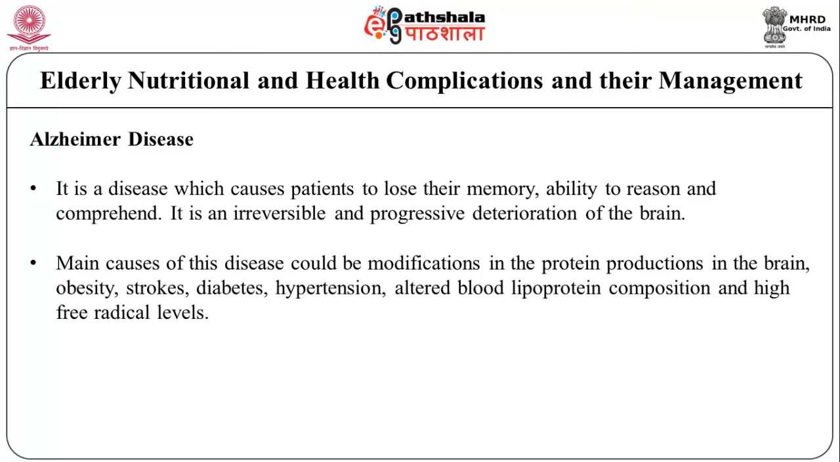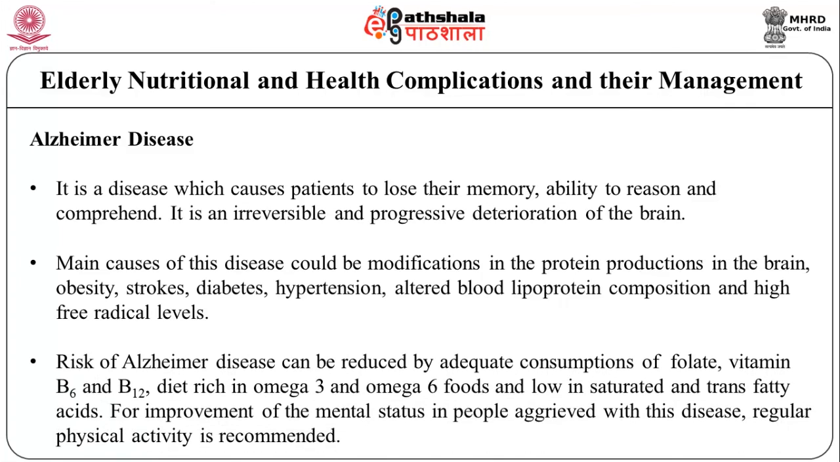Sufficient intake of antioxidant nutrients such as vitamin C and vitamin E could defend the body from the damaging effect of free radicals. The risk of Alzheimer's disease can be reduced by adequate consumption of folate, vitamin B6 and B12, and a diet rich in omega-3 and omega-6 foods and low in saturated and trans fatty acids. For improvement of the mental status in people suffering with this disease, regular physical activity is recommended.